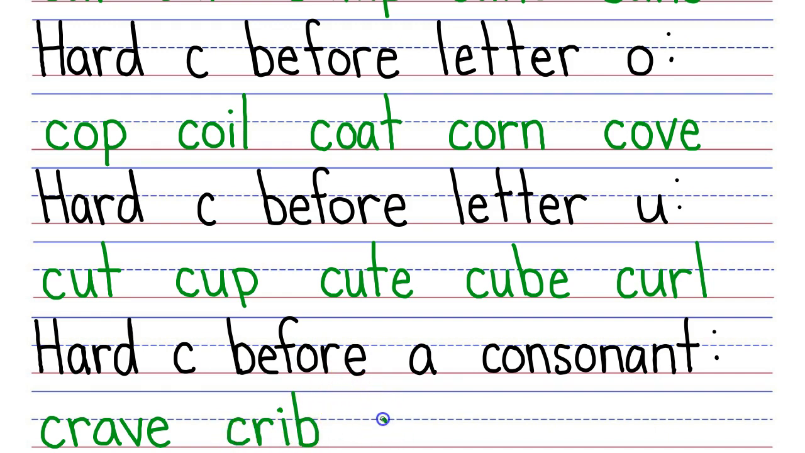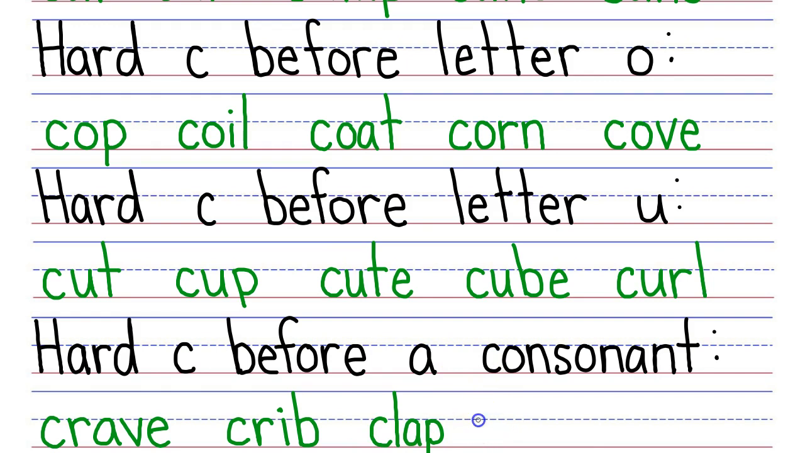Next word, clap. We've got the letter C that makes a hard C sound, k, because it comes before a consonant, the consonant L that says l. This is followed by a short A that says a because it is closed in by the consonant letter P that says p. K, l, a, p. Say it together fast. Clap.